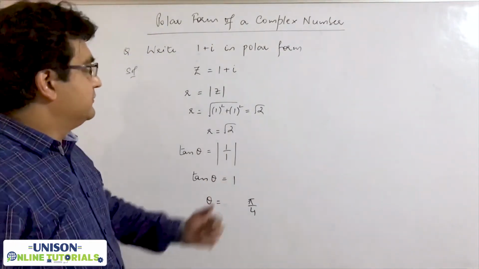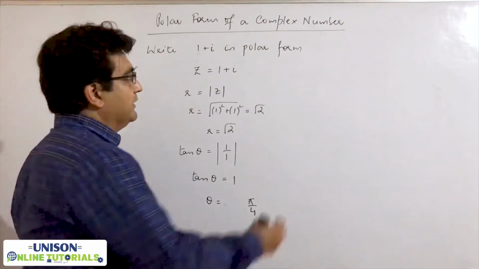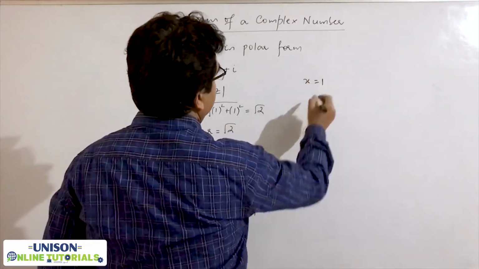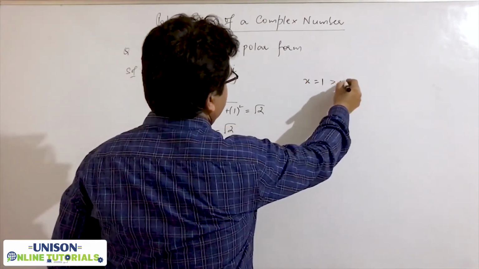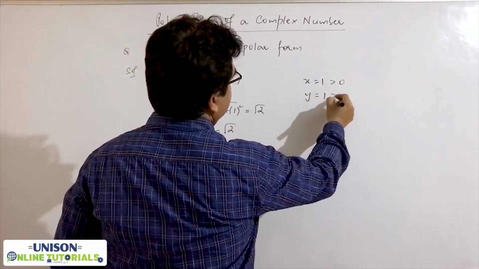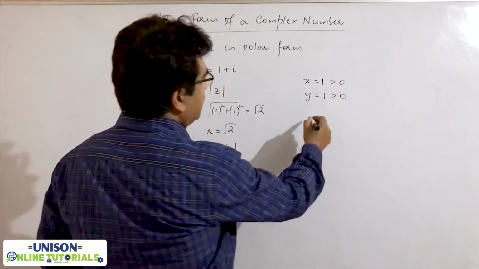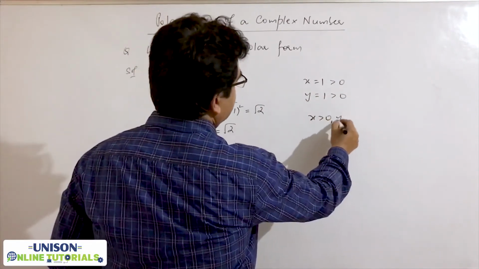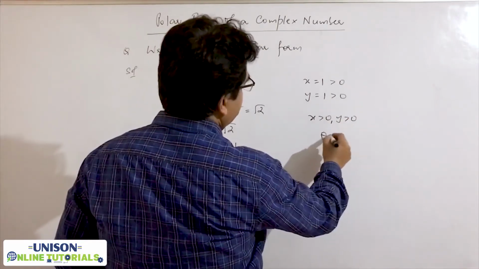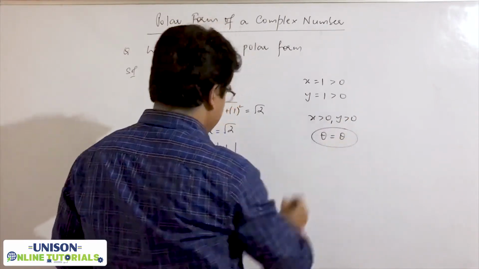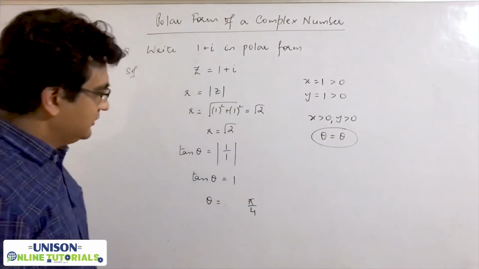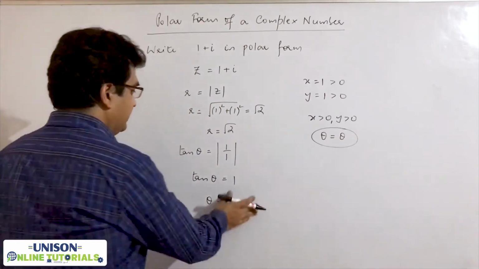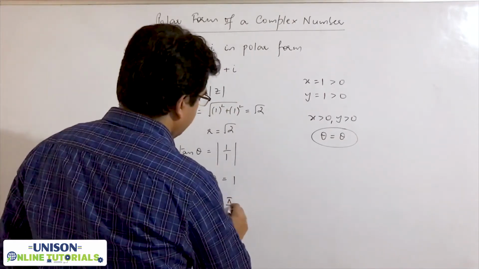Now since here what is x? x is 1, which is greater than 0. What is y? y is 1, which is greater than 0. So when x is greater than 0 and y is greater than 0, what is the value of theta? Theta will remain theta. So theta here is pi by 4. So the argument will be pi by 4.